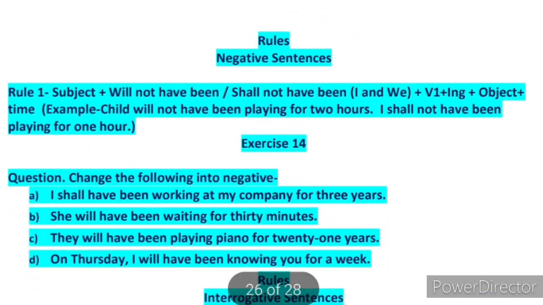Now next is negative sentences. The rule is subject plus will not have been, shall not have been plus v1 plus ing plus object plus time. So here what we are adding? We are adding not just between will have been, meaning will not have been, shall not have been.